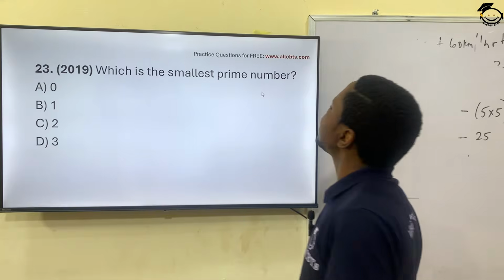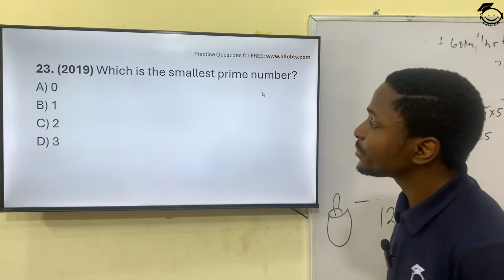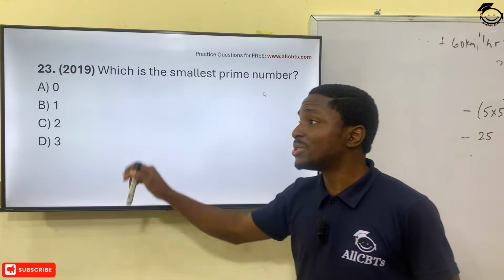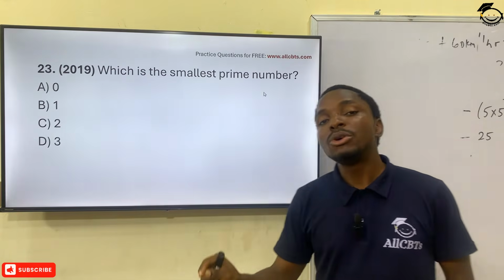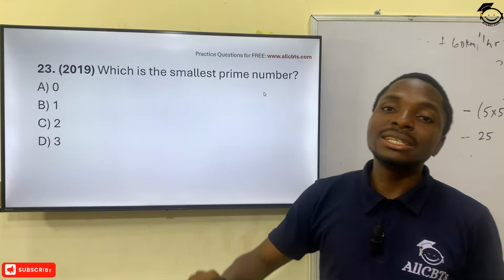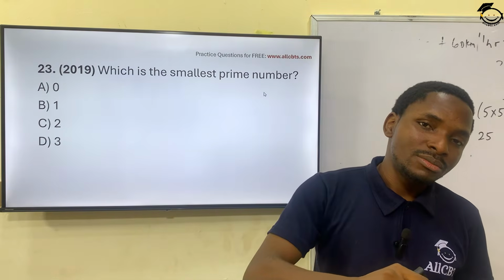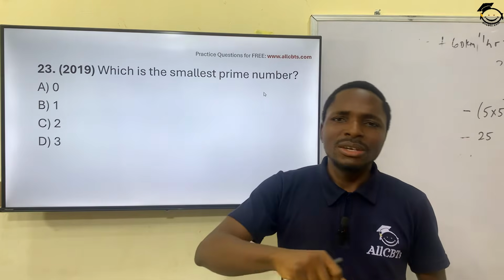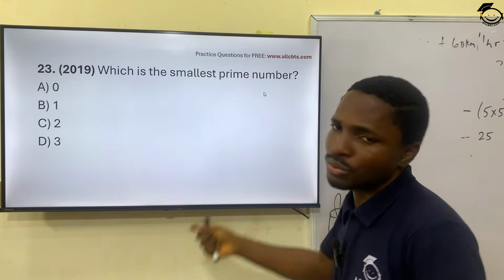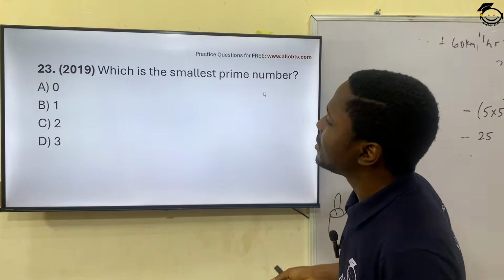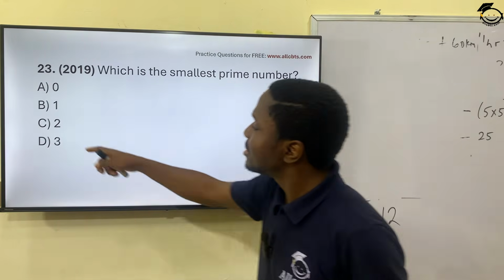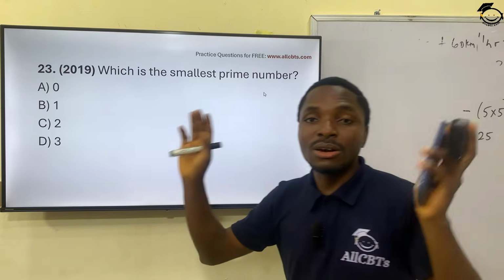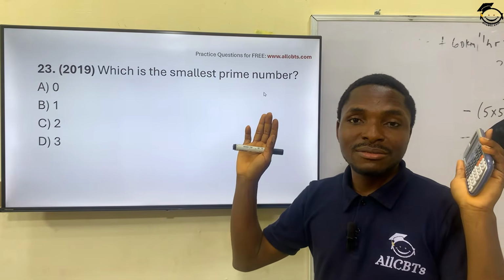Which is the smallest prime number? What's a prime number, first of all? Because if you don't know what a prime number is, you can't answer this question. A prime number is a number that can divide itself and 1, right? Yes, a number that can divide itself and 1. For example, you have 2, 3, 5. So, which is the smallest? 2. 1 is not a prime number because it can only divide itself.